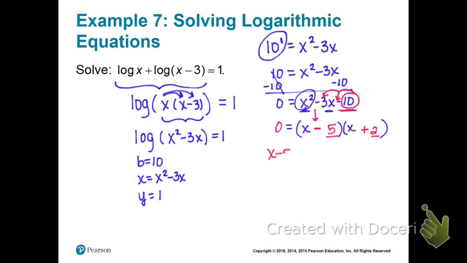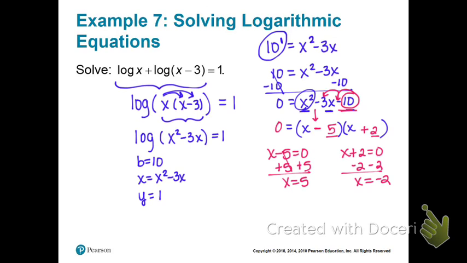All right, so set them both equal to 0 and solve. So x minus 5 equals 0. X plus 2 equals 0. So solve for x. All right, so I have 2 answers so far, 5 and negative 2.